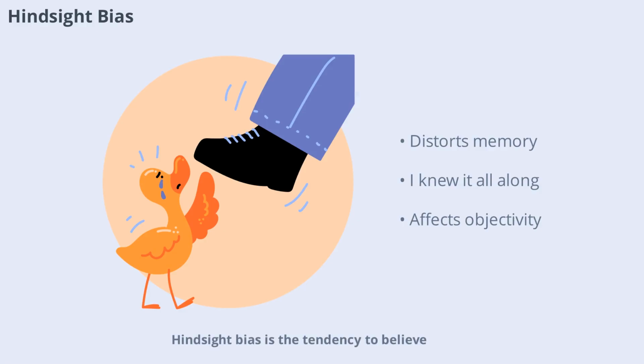Hindsight bias is the tendency to believe, after learning the outcome of an event, that we would have predicted it. This "I knew it all along" effect distorts memory of prior predictions and is problematic in legal and medical settings. Recognizing hindsight bias helps us maintain objectivity and avoid unfair judgments.